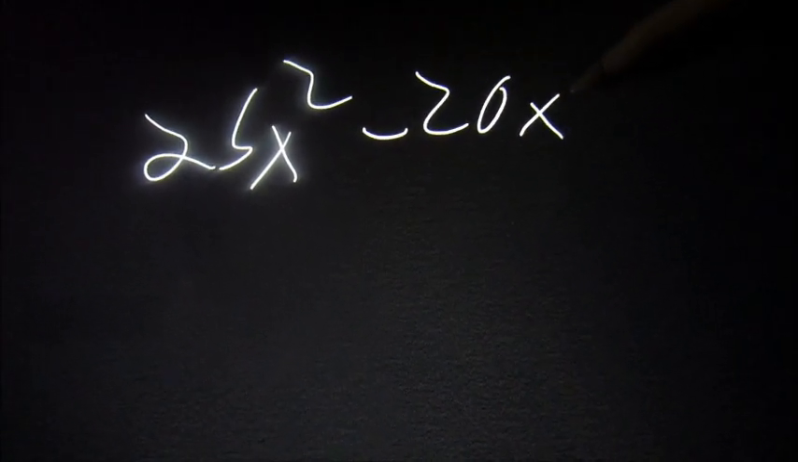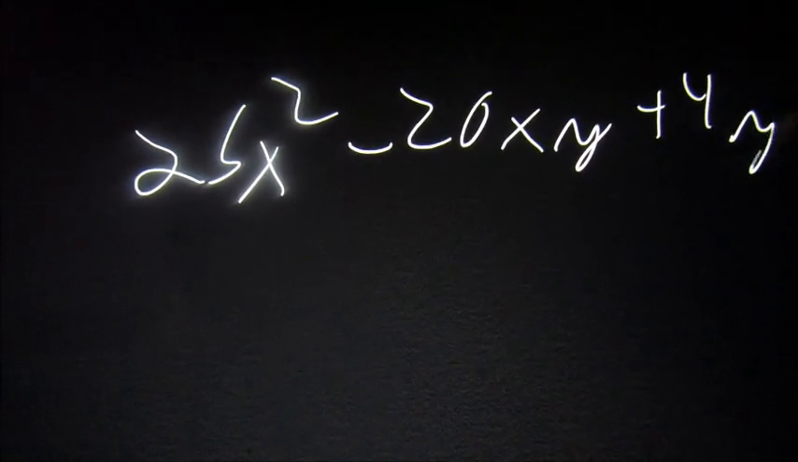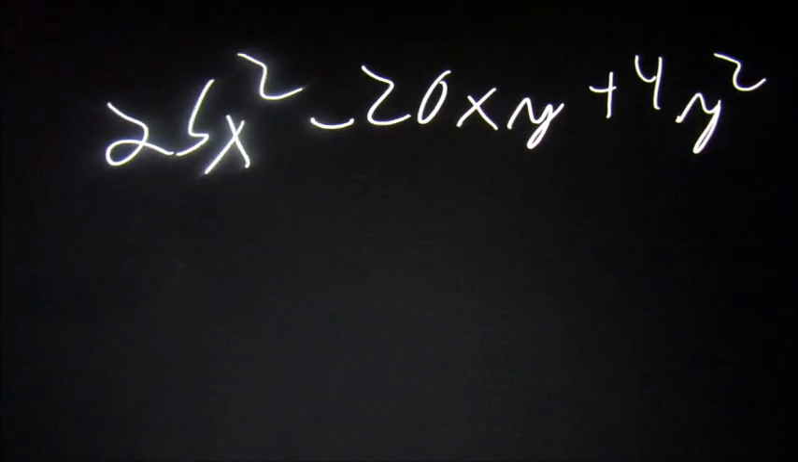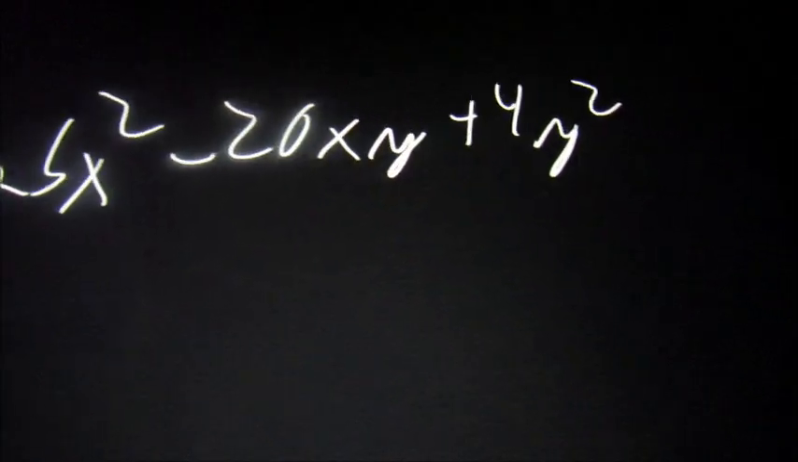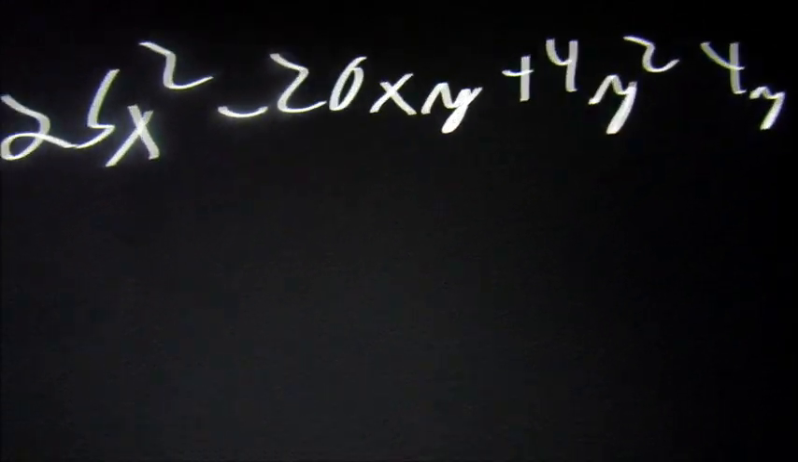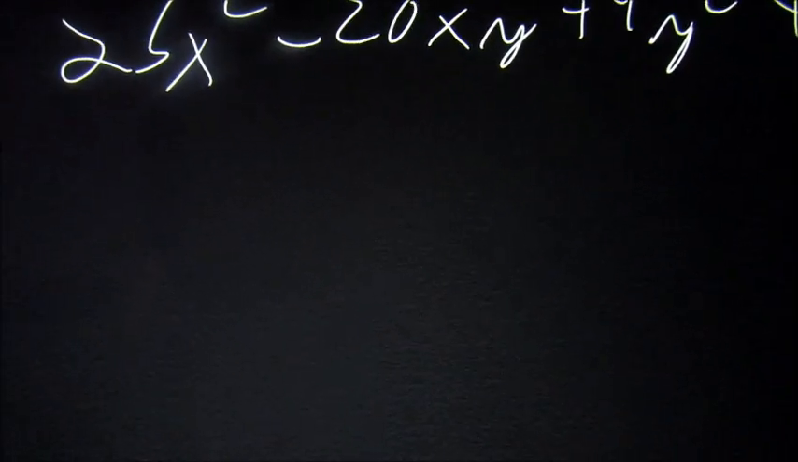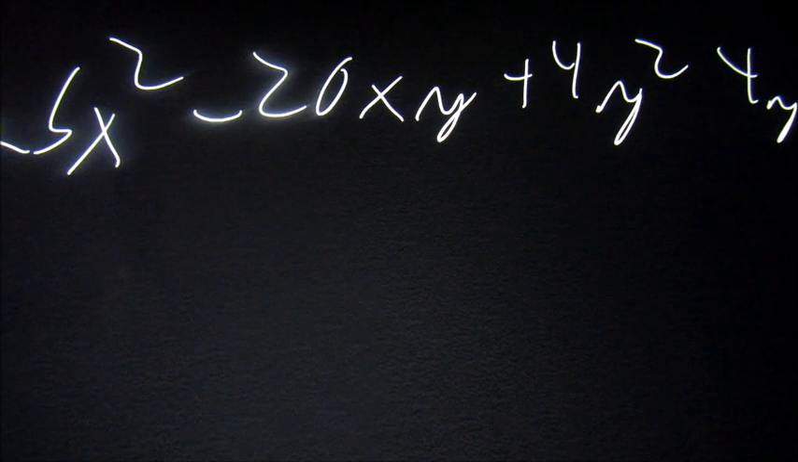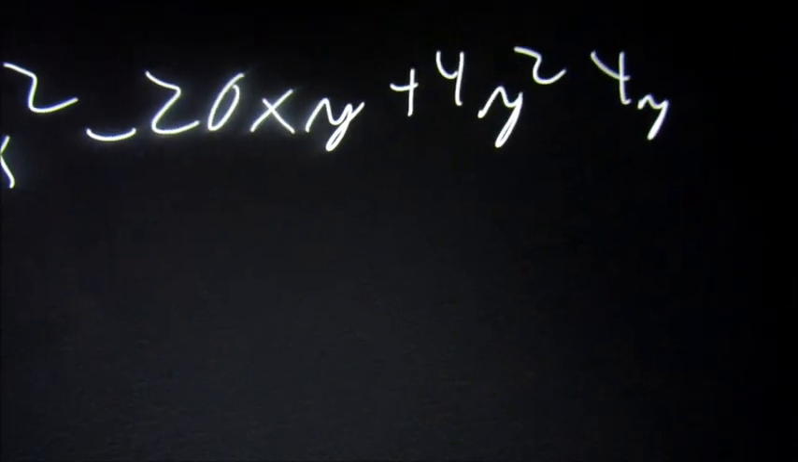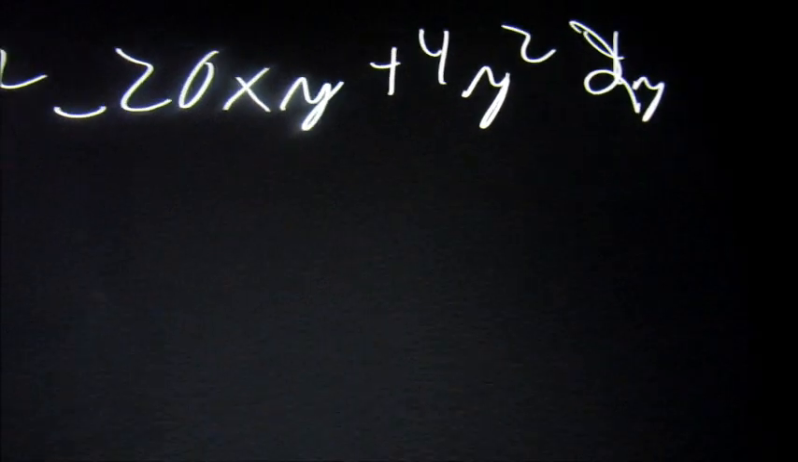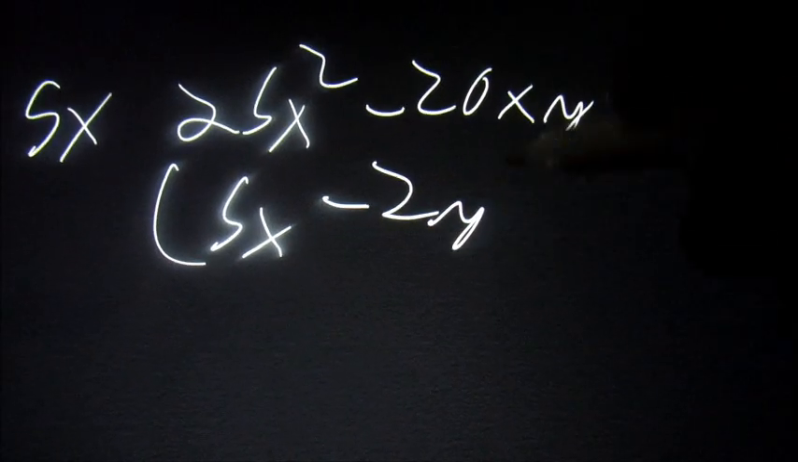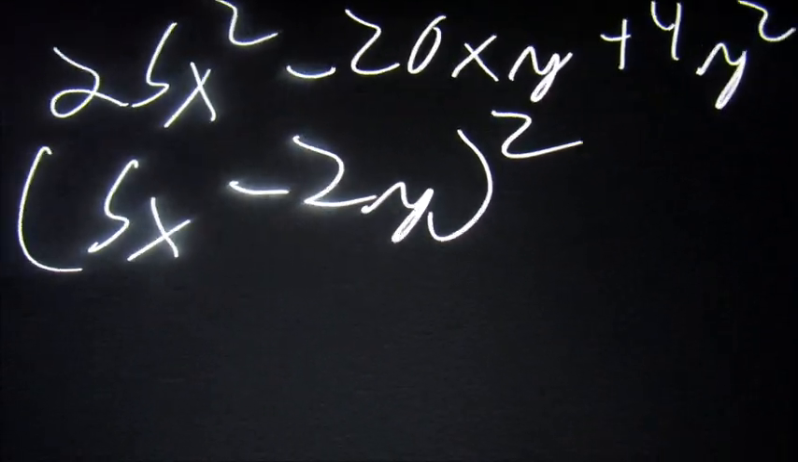Okay? And let's say that we have 25x squared minus 20xy plus 4y squared. Square root of 25x squared is 5x. Square root of 4y squared is 2y. 2 times 5x is 10x, times 2y is 20xy. So we're going to have 5x minus 2y, the whole thing squared.